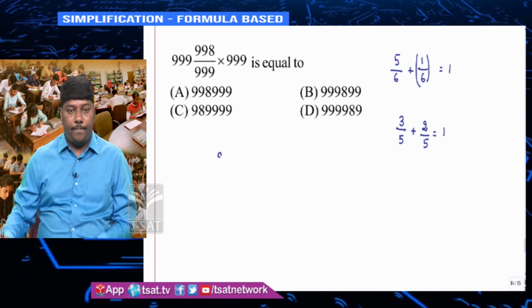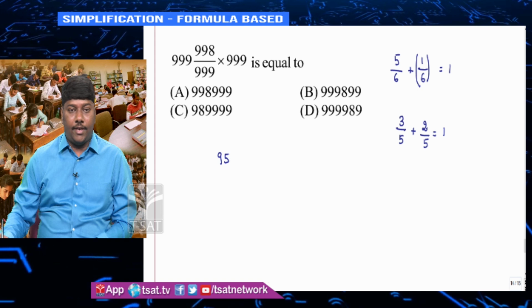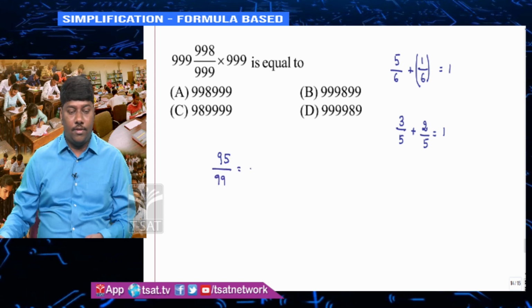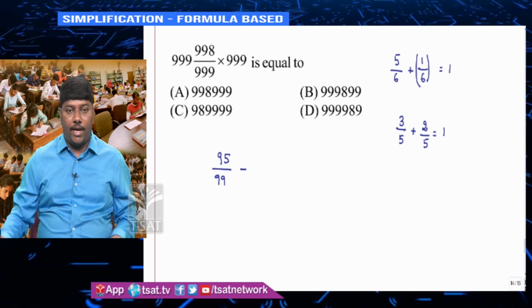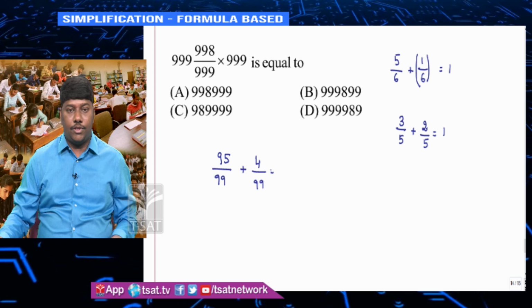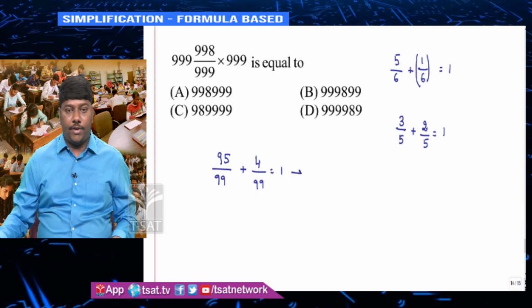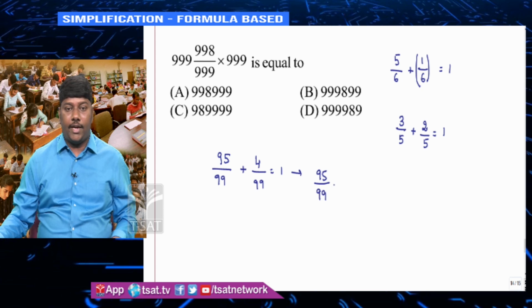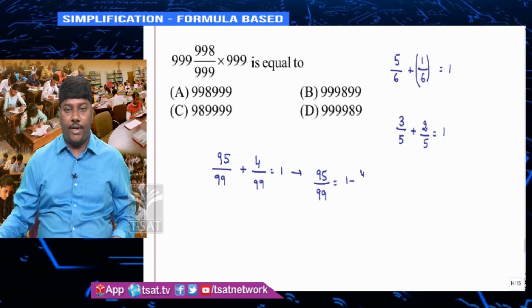Suppose I have 95 by 99. How much I need to add in order to make it 1? So in order to make it 1, I need to add 4 by 99, which is equal to 1. This I can also write: 95 by 99, I can write it as 1 minus 4 by 99.